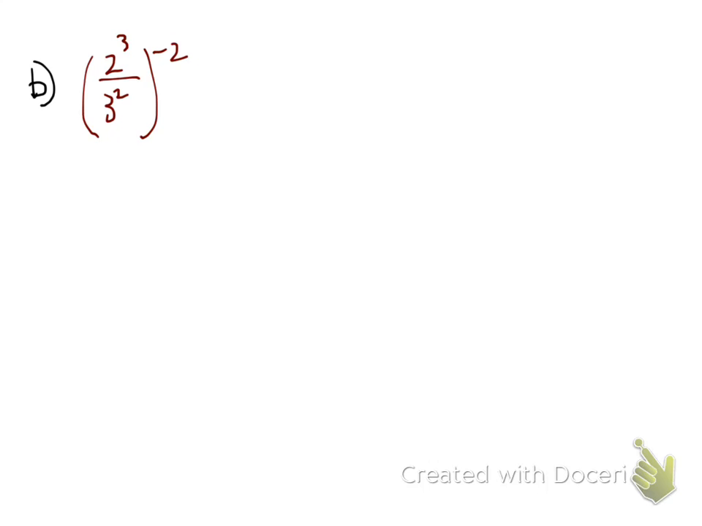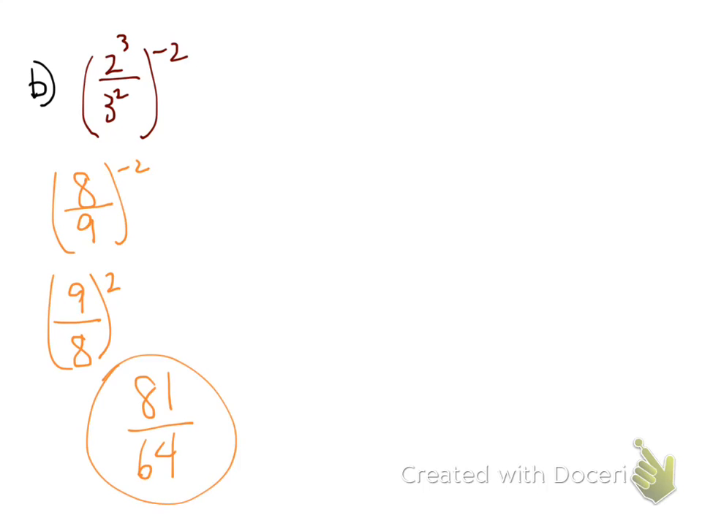If I have a problem like this, again, there's more than one way you could approach it. So 2 to the third and 3 to the second would be 8/9. It's still being raised to the -2nd power. Taking care of that negative exponent as a fraction, that simply means that what's on the top goes to the bottom, what's on the bottom goes to the top, and my exponent becomes positive. From there, 9 to the second is 81, and 8 to the second is 64.